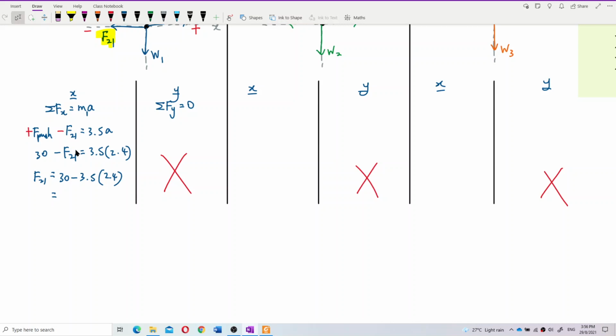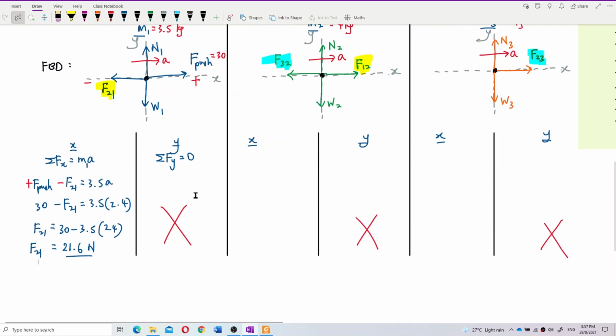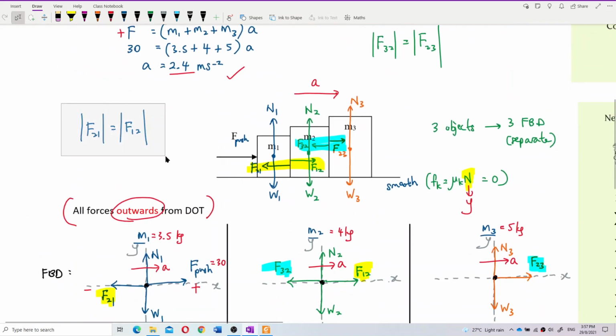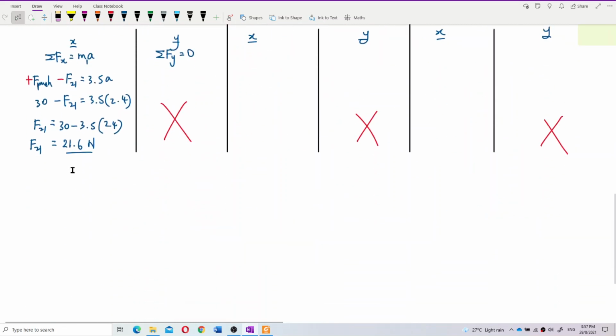So I got F21 is 21.6 Newton. I got F21 already. Okay, 21.6 Newton. So that's the answer, F21 is 21.6 Newton. And then one thing is we can say this about this one.